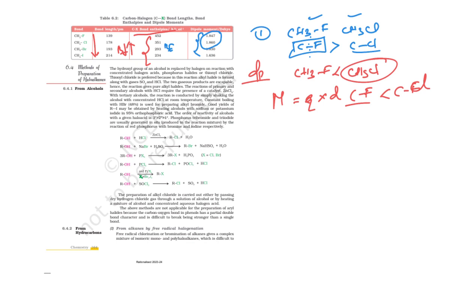In this case we are preparing your alkyl halide from the alcohol. So if your alcohol is tertiary, that is more reactive than secondary, than primary. Okay, the tertiary is more reactive than secondary, than primary. Clear?